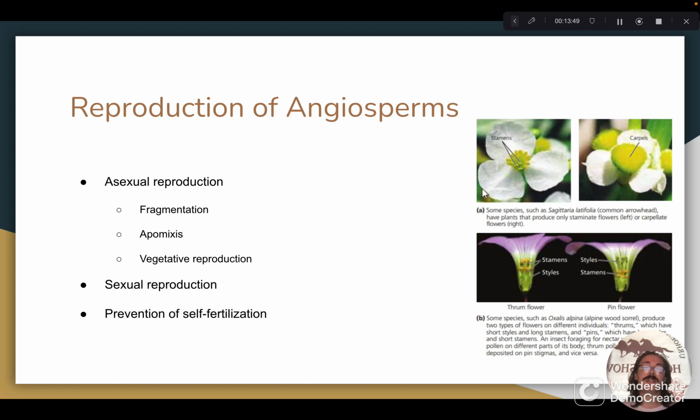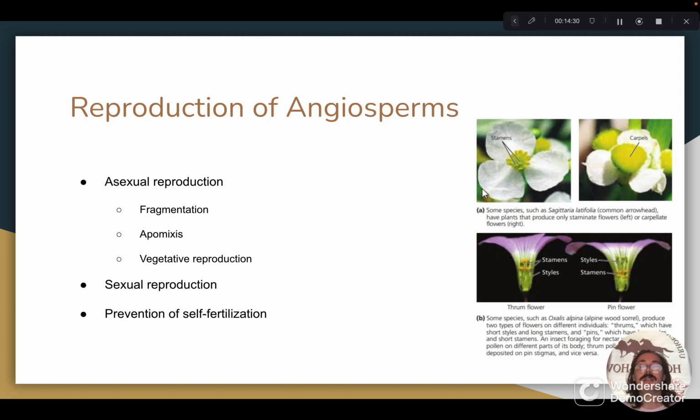Now, self-fertilization can be a problem for some plants, and let's talk about some of the mechanisms that angiosperms have to prevent this. As I've mentioned before, one main advantage of sexual reproduction is the promotion of genetic diversity by combining two different sets of genetic information. So many plants will prevent self-fertilization. One such method is self-incompatibility, which is the ability of a plant to recognize and reject pollen that originated from itself or individuals that are very closely related to it.